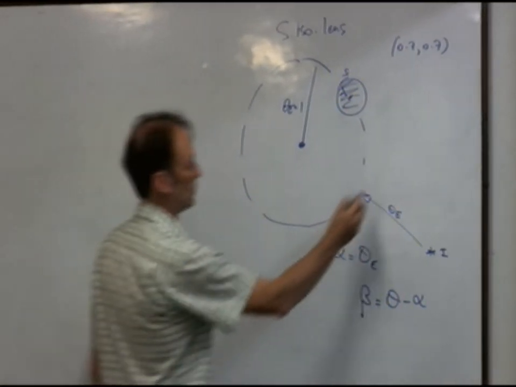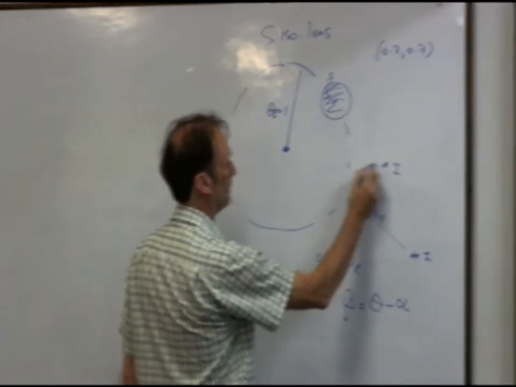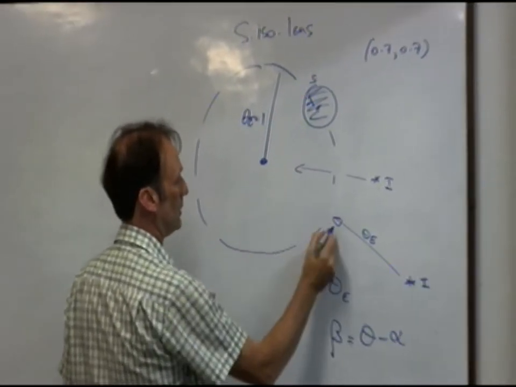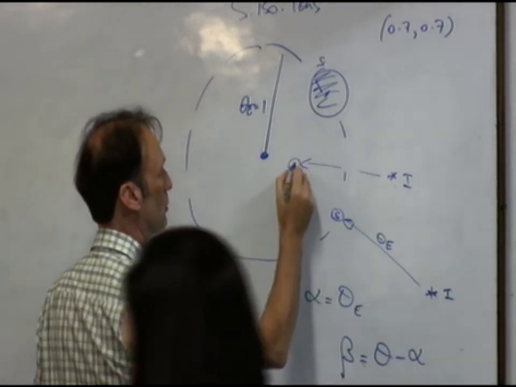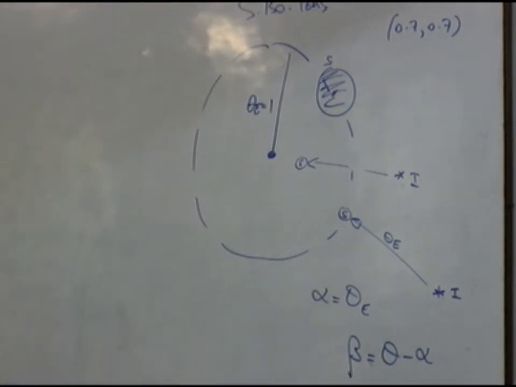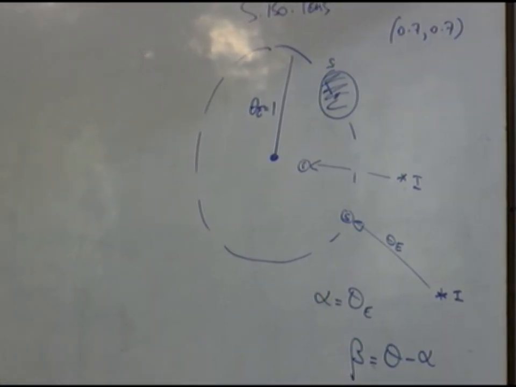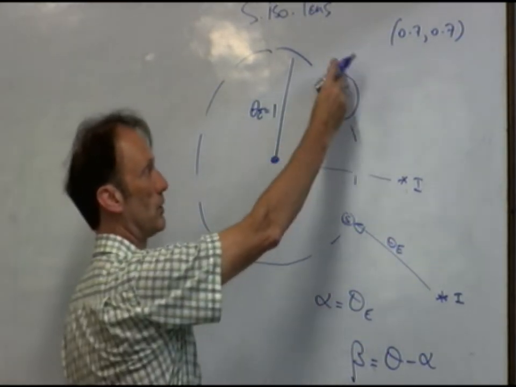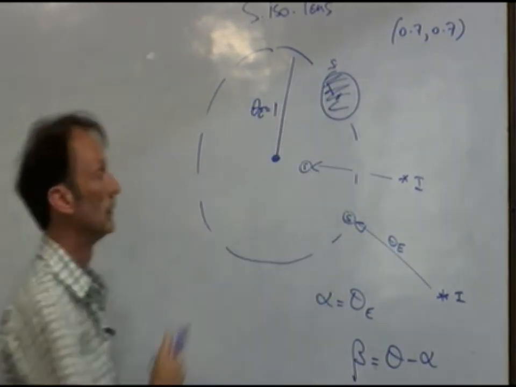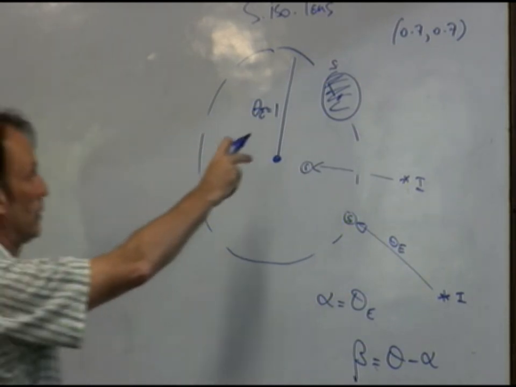So if you have a different image here, then you get a different source. And so the question is, what happens to all the various points in this large source here? Where do they all form images?